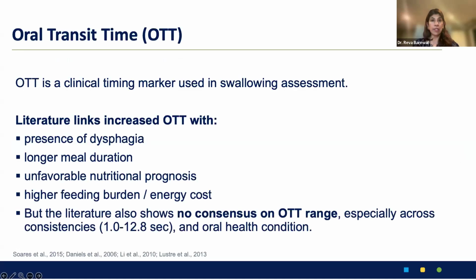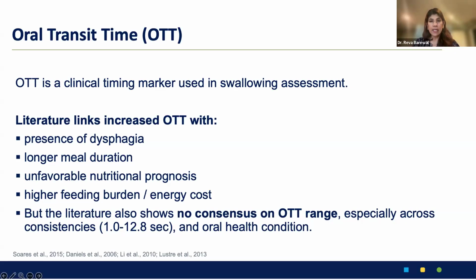And so that's what brings me to this. The oral transit time is a secondary measure. But one thing is that the value of this is quite high, because the literature shows us that increased oral transit times is linked with the presence of dysphagia, longer meal duration, unfavorable nutritional prognosis, higher feeding burden, and energy costs. But there's no consensus on what is the range for oral transit time, what would be a normal range, what falls outside of normal, because it's quite complex.